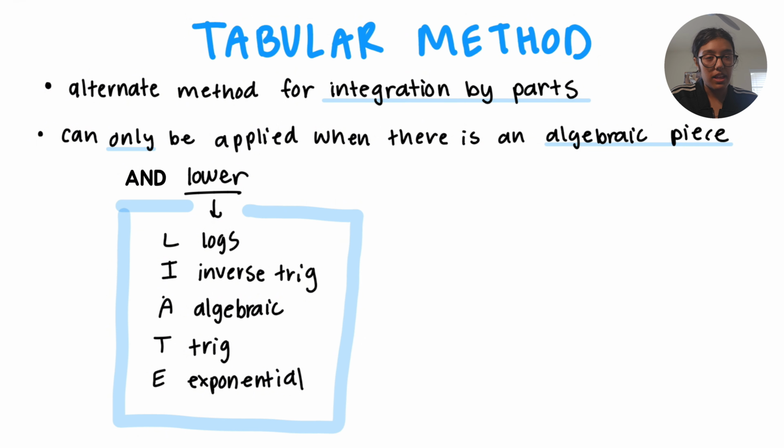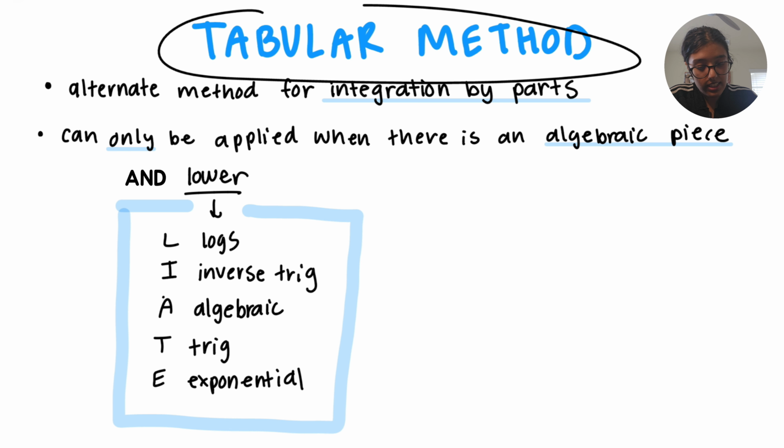The tabular method is an alternate method for integration by parts. If you don't know integration by parts, you can click on one of the corners on your screen right now, and that'll take you to my full tutorial on integration by parts with a few examples. But for those of you who know integration by parts and have solved a few problems, we know that there are a few integrals where you use integration by parts, but then you get an even more complex integral. As a result, we can't just keep applying integration by parts.